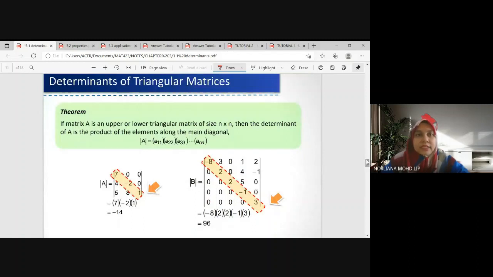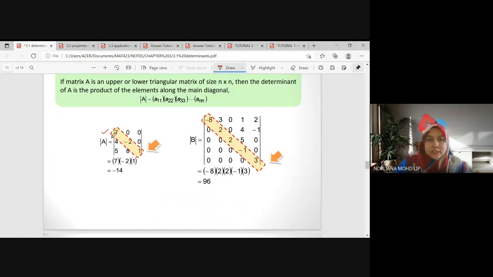Okay, next is the determinant of a triangular matrix. We use this theorem if the matrix is a triangular matrix. If A is an upper or lower triangular matrix of size n times n, then the determinant of A is the product of the elements along the main diagonal. This one is the lower triangular matrix, so the determinant of A is equal to the product of the main diagonal.